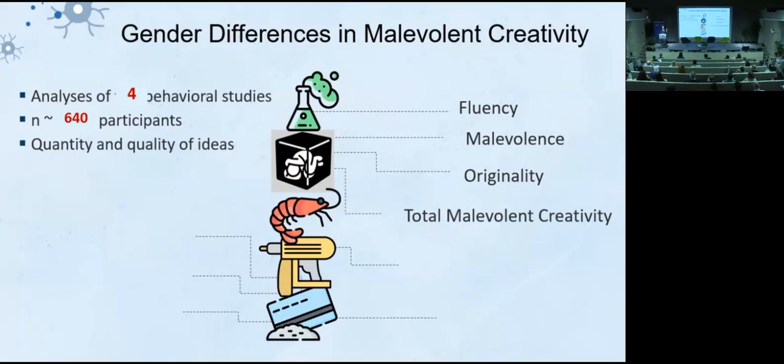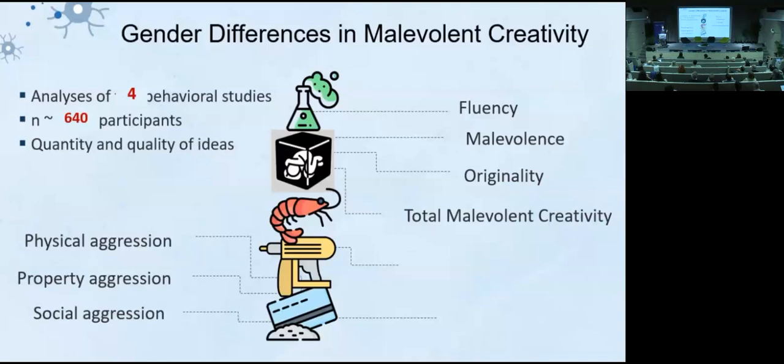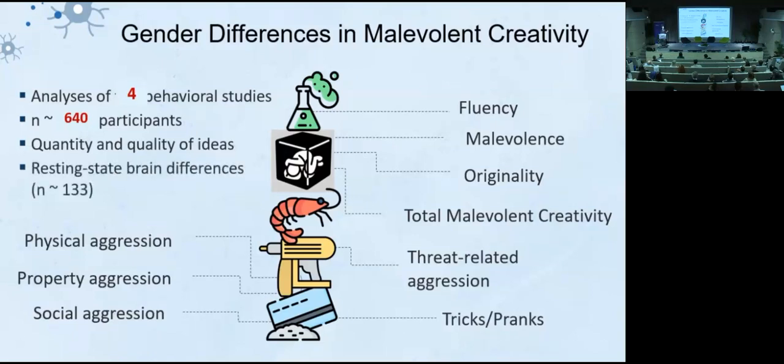So we want to know, are there gender differences in the types of aggression that people use? So for example, physical aggression, harming others, property aggression, destroying their property, social aggression, lying, manipulating, threat-related aggression, stalking, harassment, or tricks or pranks. And we're not only going to look at gender differences at the level of the behavior, but also on the level of the brain. So today I'm presenting some exploratory findings on resting state gender differences in brain connectivity. So now on to our preliminary results.